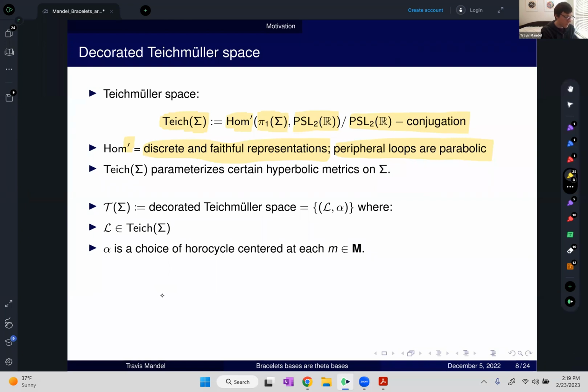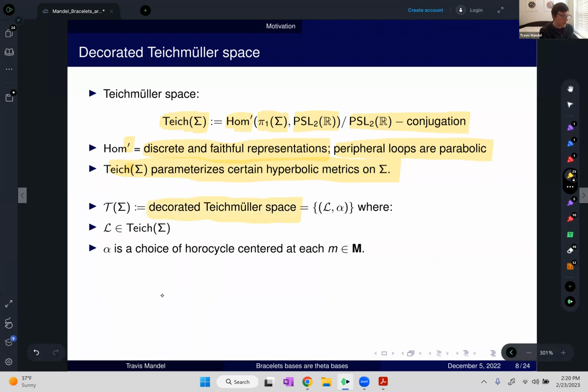And this parameterizes certain hyperbolic metrics on your surface sigma. Specifically, I think it's complete finite area hyperbolic metrics of constant curvature -1, which are geodesic on the boundary components and have cusps at the marked points. So it parameterizes this class of hyperbolic metrics on your surface. So that's Teichmüller space.